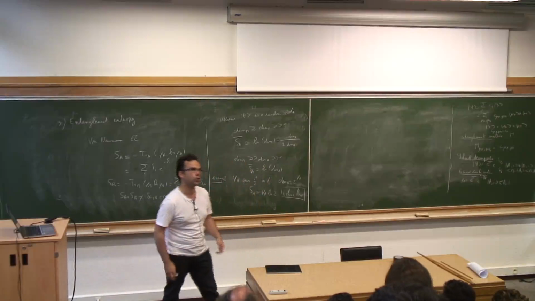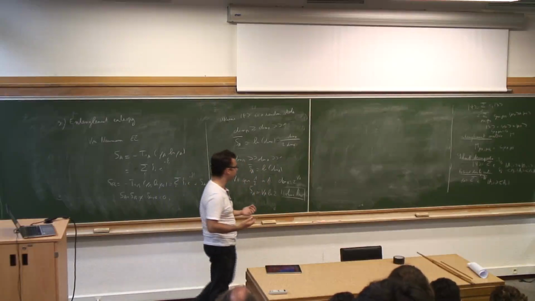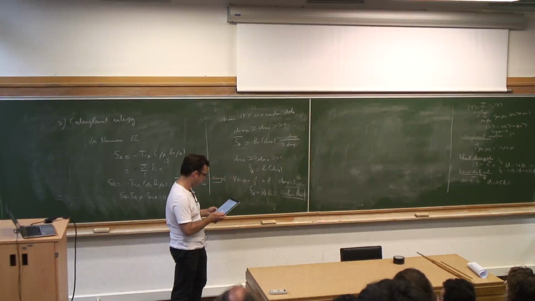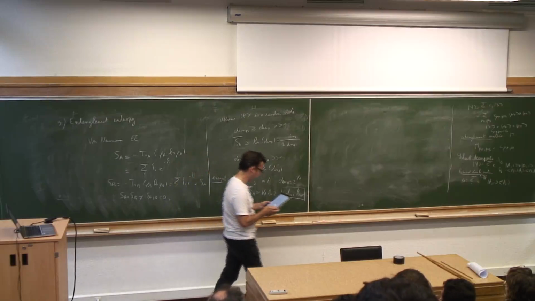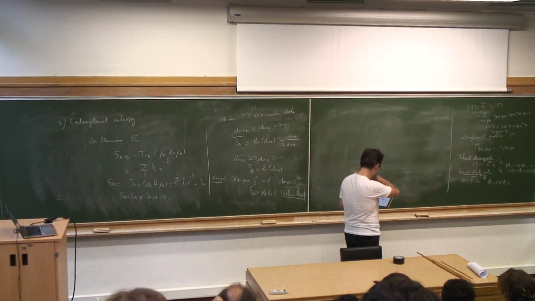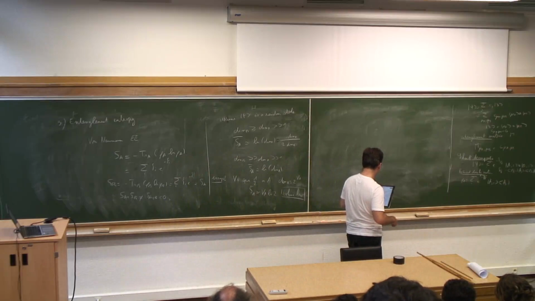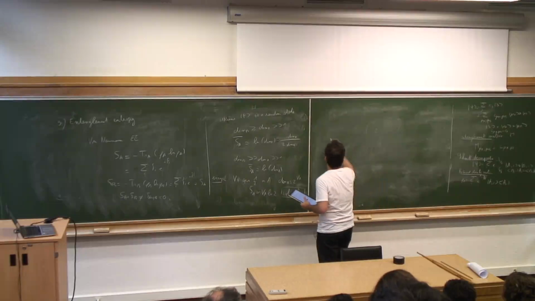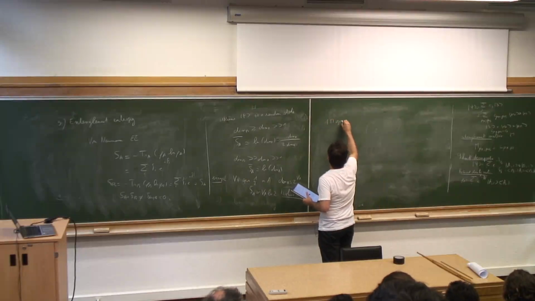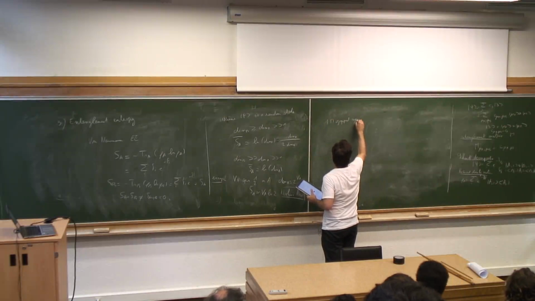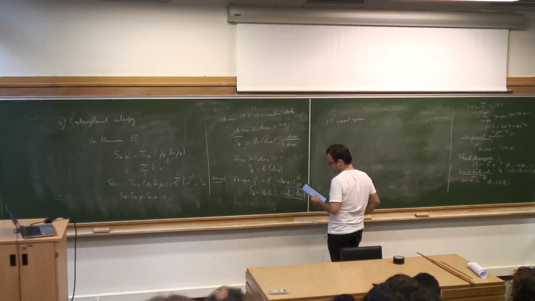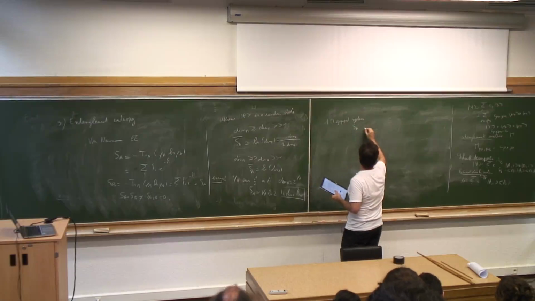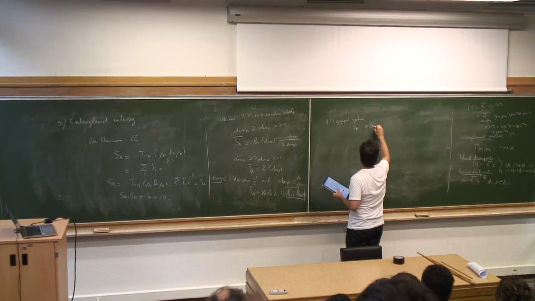And now, when you look at gapped systems, the story is quite different. For a gapped system, you will get an area law. So, for a 1D gapped system, you can show that the entanglement entropy is bounded by a constant.